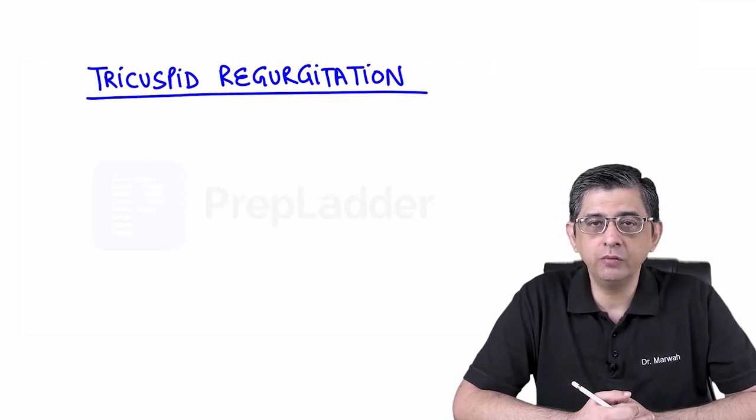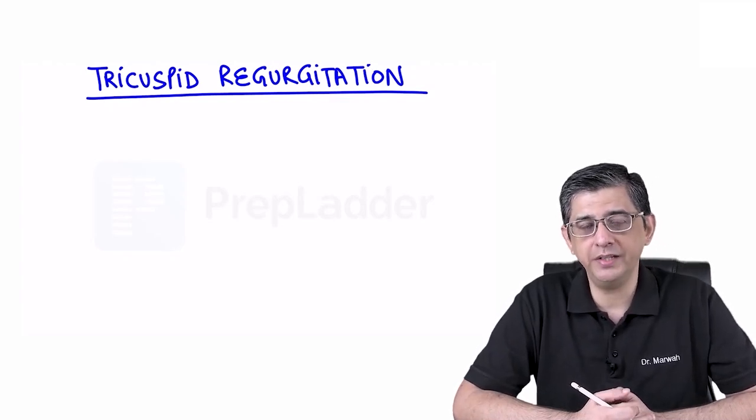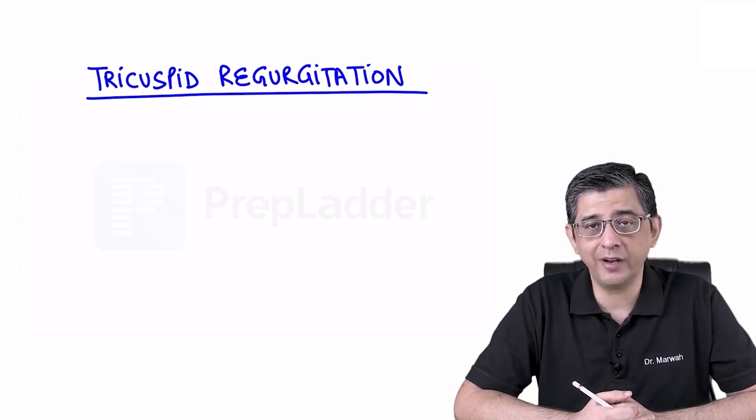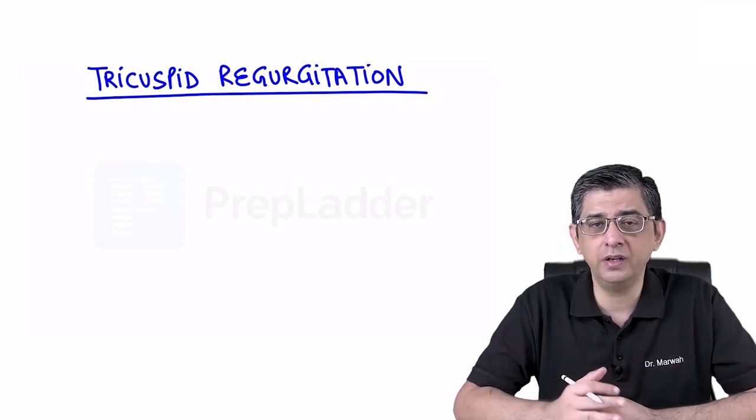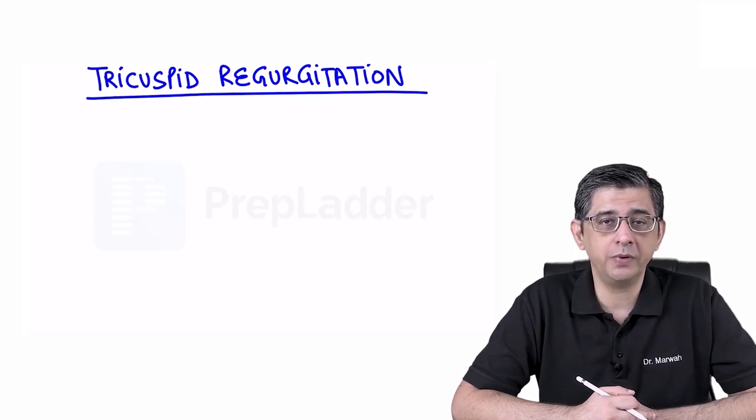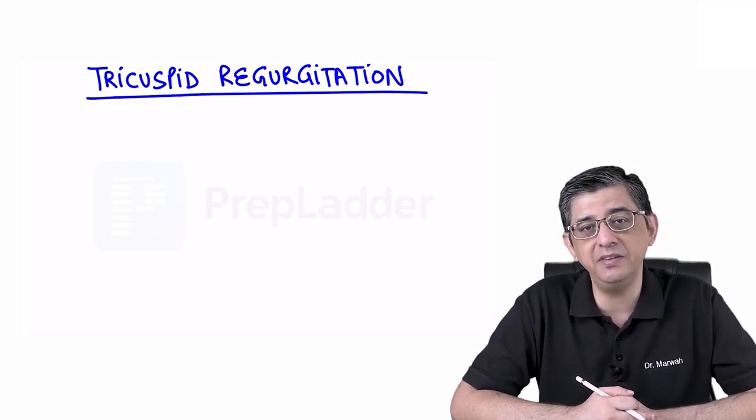Hello guys, continuing with the series of lesions of the right side of the heart, I'm going to next discuss tricuspid regurgitation. And there are two very characteristic features that are always written in MCQs of TR. One is going to be presence of a JVP finding, that is CV wave.